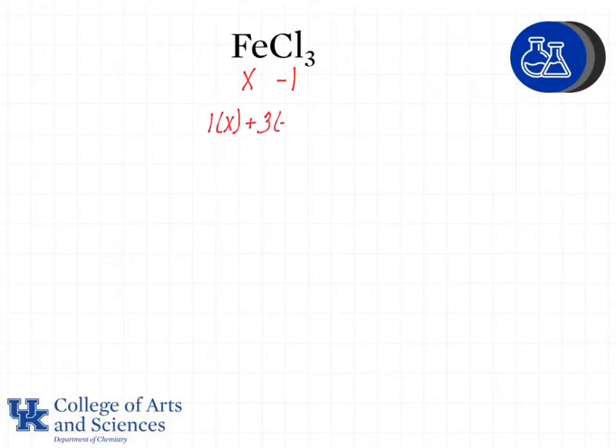1 times X plus 3 times -1 equals 0, because the sum of the numbers must be 0 for an ionic compound, which is neutral. X minus 3 equals 0, therefore X equals plus 3.